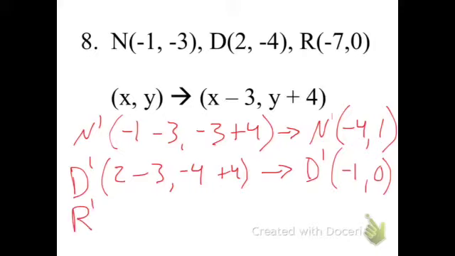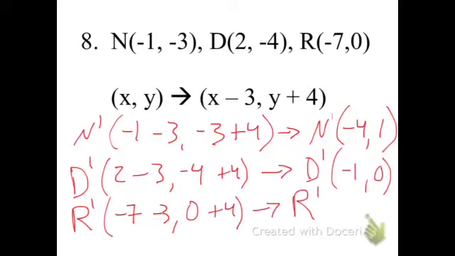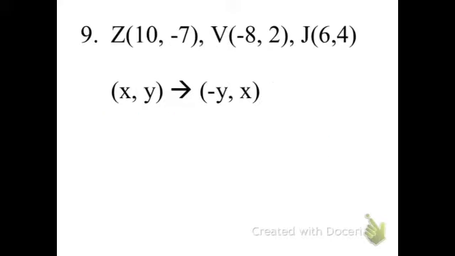R prime, the x coordinate used to be negative 7. We need to subtract 3 from that. And the y coordinate used to be 0. We need to add 4 to that. And that's going to give us our coordinates for R prime, which is negative 10, 4. And there's those ones. Moving on to 9.